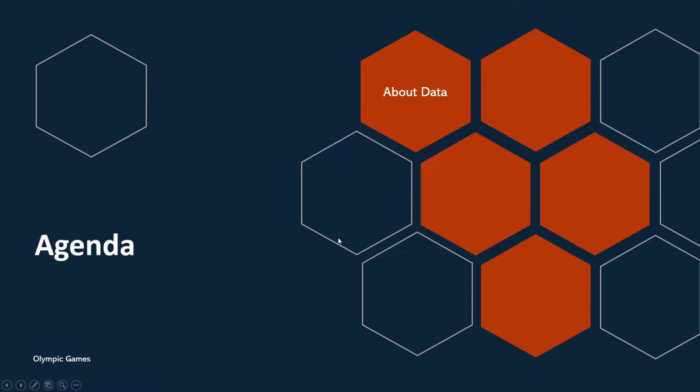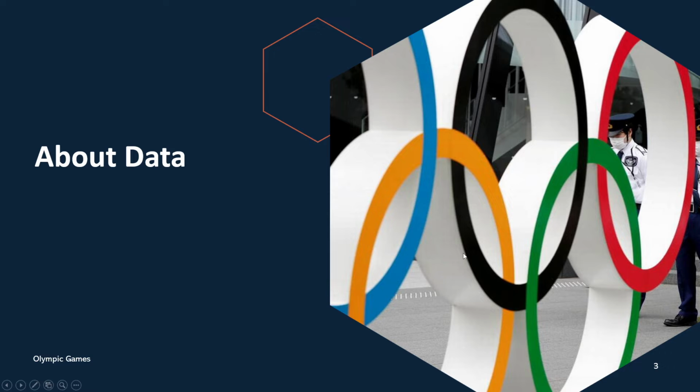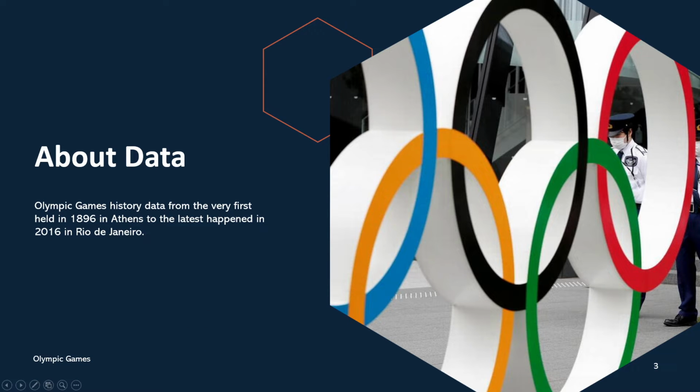The agenda for the presentation is of course the data tools I have used for analyzing the data, important factors required to analyze the data, analyzing the data, and ultimately the conclusion. Now, about the data. The data is Olympic Games history data, which shows each and every record from the very first Olympic Games held in 1896 in Athens to the latest, in 2016 in Rio, as per this data set only. And another file is of National Olympic Committees of different countries, that is NOC.